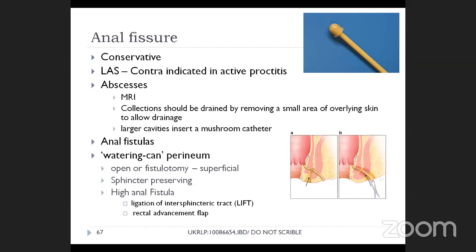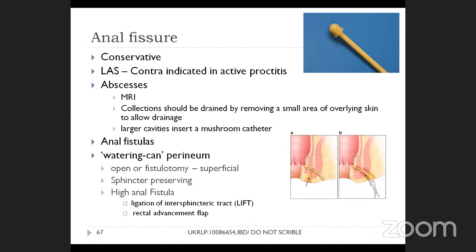If the patient has an abscess, try to do an MRI and find out whether the abscess cavity is supralevator or transsphincteric, locate the abscess exactly, and drain it completely. Antibiotics are used in any abscess, and in Crohn's disease, especially ciprofloxacin and metronidazole are helpful when the patient has an abscess. For large cavities, we can try to insert a mushroom catheter, which helps in complete drainage of the abscess cavity.